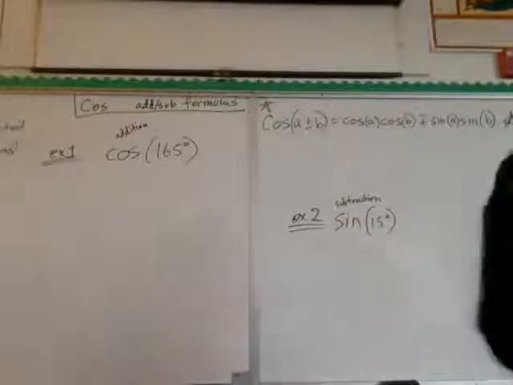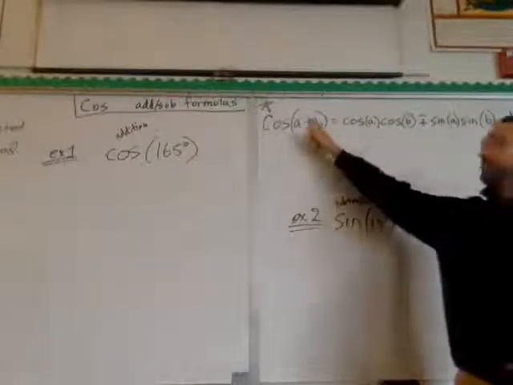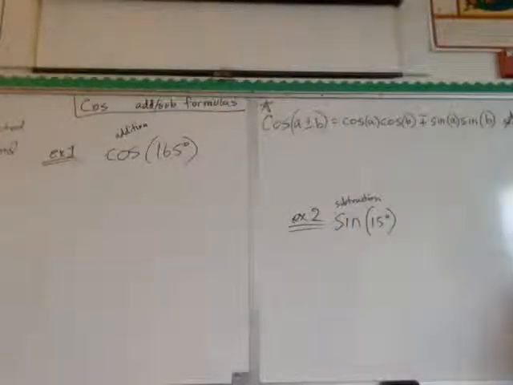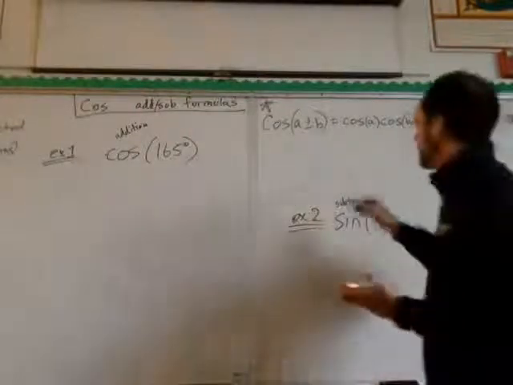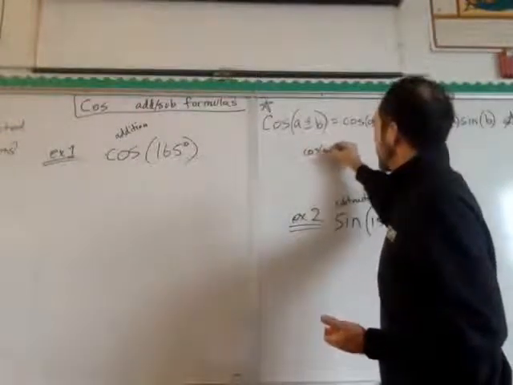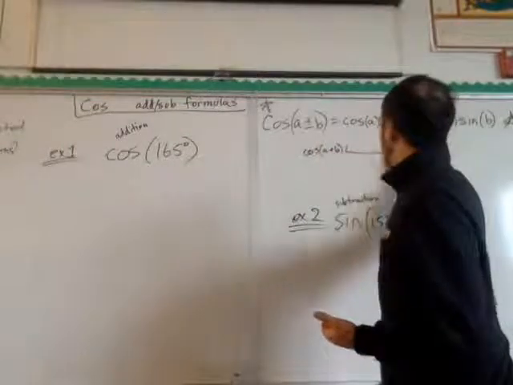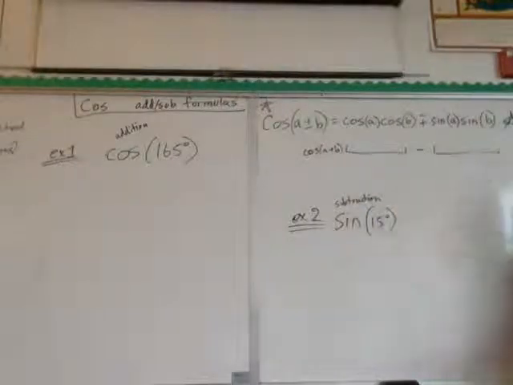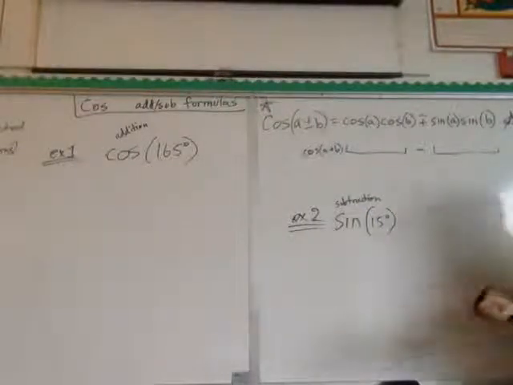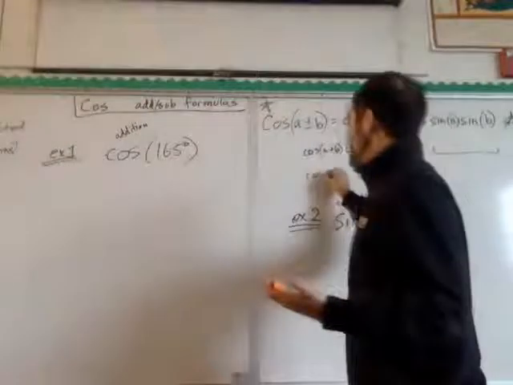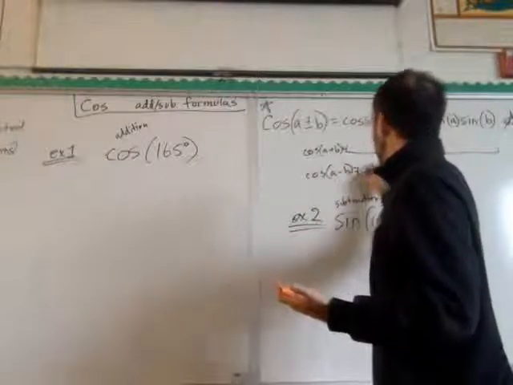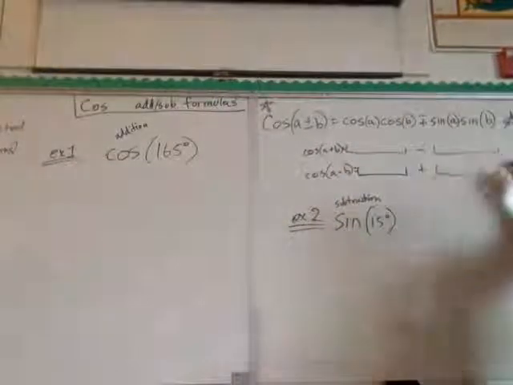Somebody help me out. We have plus minus, but over here we have minus plus. What do you think that means? If you add something, then you have to subtract. So if we did the cosine of A plus B, then we would have cosine A cosine B minus the sine of A times sine of B. And the other one is just the opposite, right? If you're subtracting the two, you're going to have addition instead of subtraction.